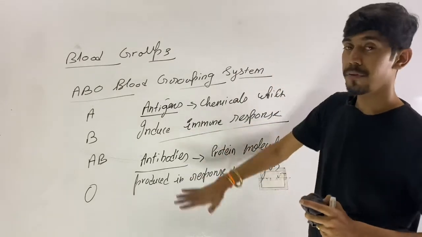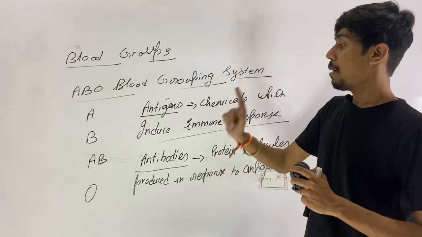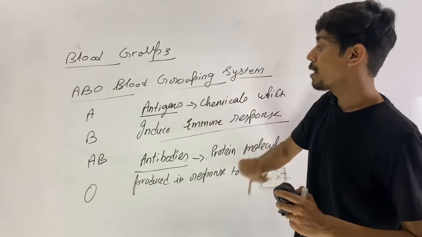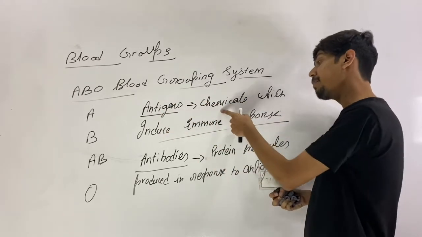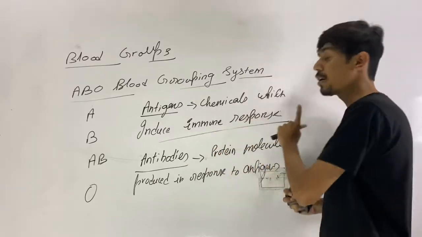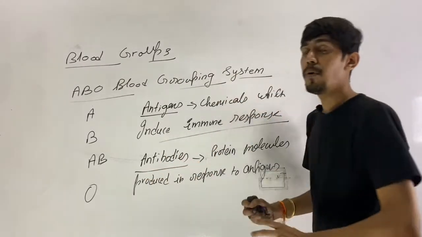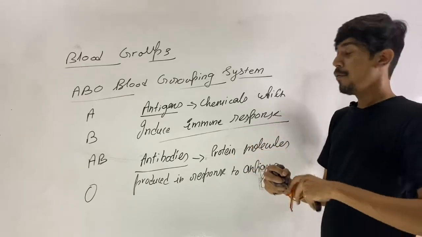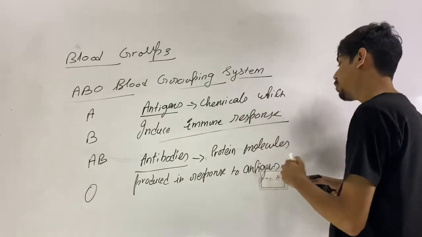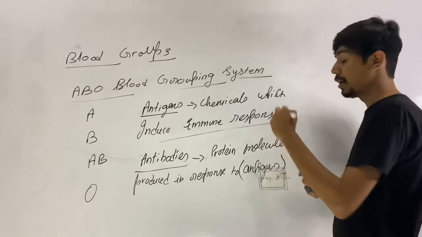Now keep these two definitions in mind, okay, because what I'm going to tell you next, these definitions are going to help you. So keep these definitions in mind. What are antigens? These are the chemicals which induce immune response. And what are antibodies? These are protein molecules which are produced in response to these antigens.